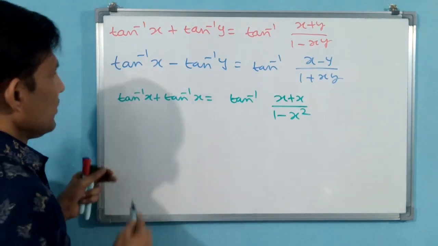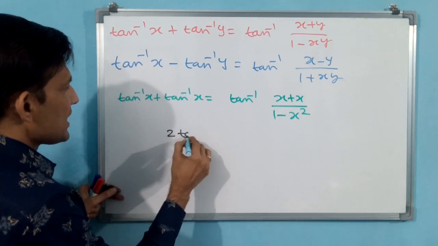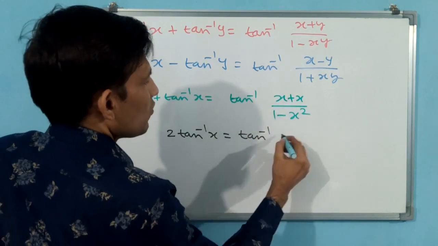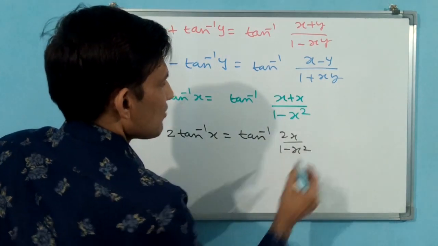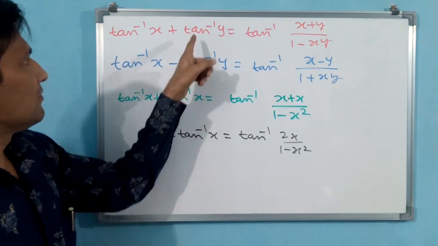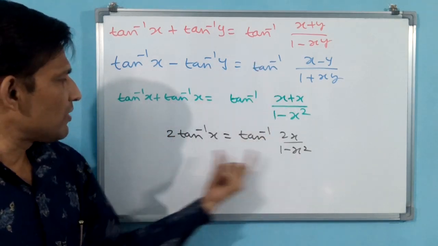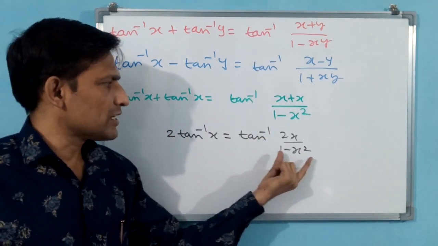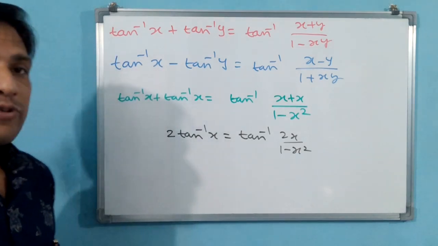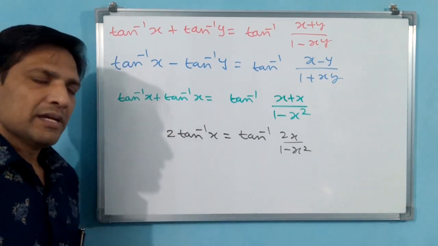Finally, what you can write? You can write this tan inverse plus tan inverse x means x plus x, 2x. 2 tan inverse x is equal to tan inverse of 2x by (1 minus x square). You understand? That means, see, we have taken tan inverse y as tan inverse x, but finally this formula has come: 2 tan inverse x is equal to tan inverse of 2x by (1 minus x square). Okay. How we have taken this: tan 2a is equal to 2 tan a by (1 minus tan square a), like that only.